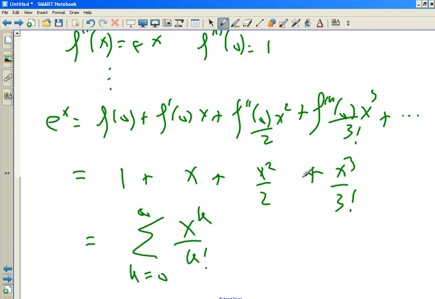This is a little art form, getting from this pattern to this pattern. Do you see it? Isn't it powers of x: x to the 0, x to the 1, x to the 2, x to the 3? Isn't it over factorials: 0 factorial, 1 factorial, 2 factorial, 3 factorial? We've got to see this pattern as a sigma. And when is e to the x equal to this? For all x.